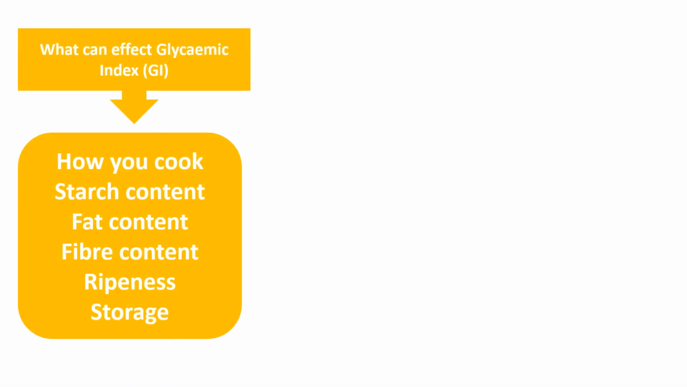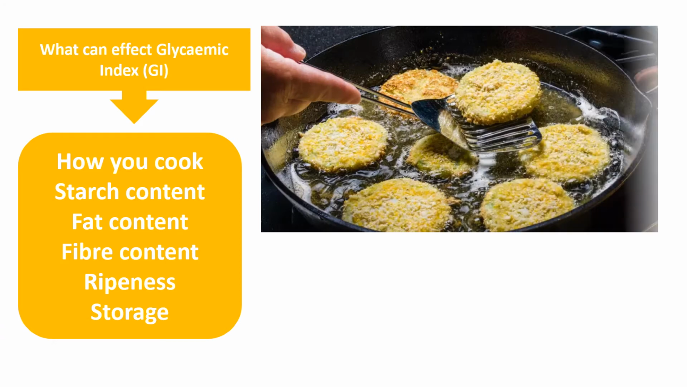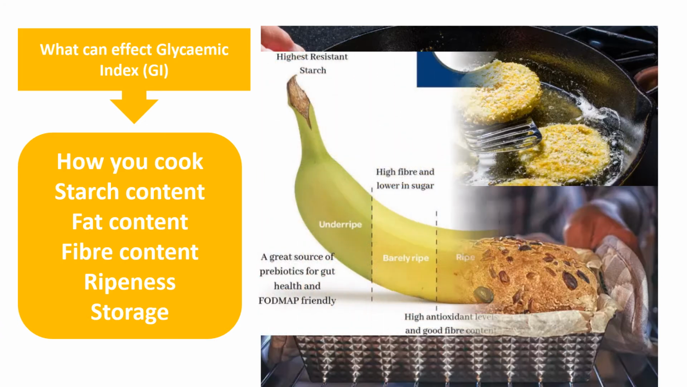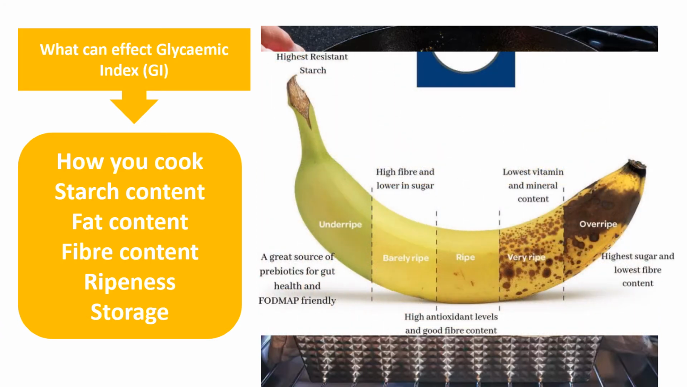This is because the glycemic index of a carbohydrate can be changed by the way you cook it, by the quantity of starch in it, the amount of fat in it, the amount of fiber in it, and how you store the food as well. Specifically for fruits, the ripeness of the fruit changes the glycemic index. For example, a banana which is not very ripe would have a low glycemic index, and once it is very ripe, it is full of sugar and is high glycemic index.